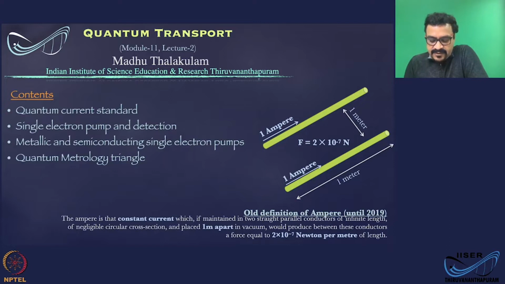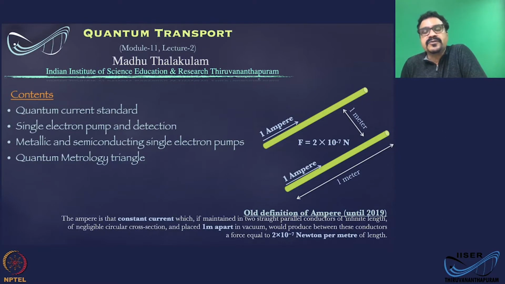We will address the quantum current standard and the use of the single electron pump to realize a quantum source for current, a quantized source for current, then metallic and semiconducting single electron pumps, and eventually close with a short discussion on the quantum electrical metrology triangle.